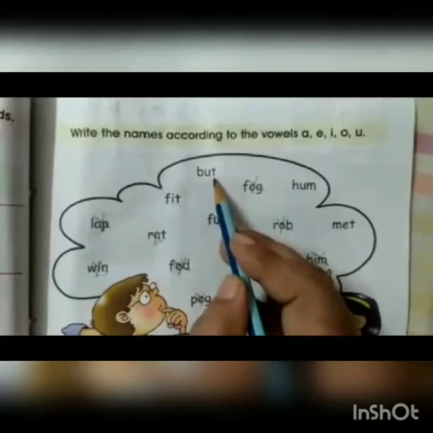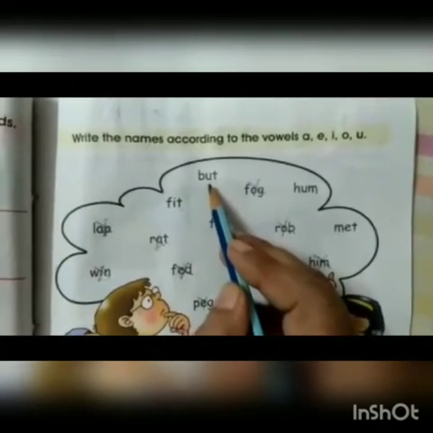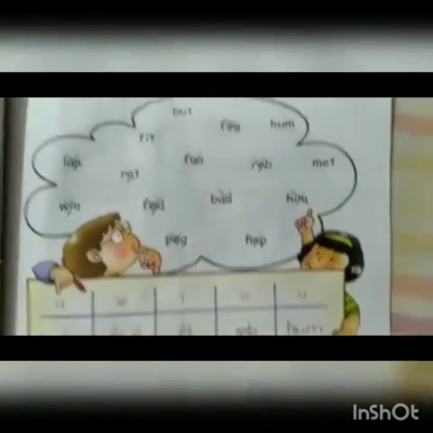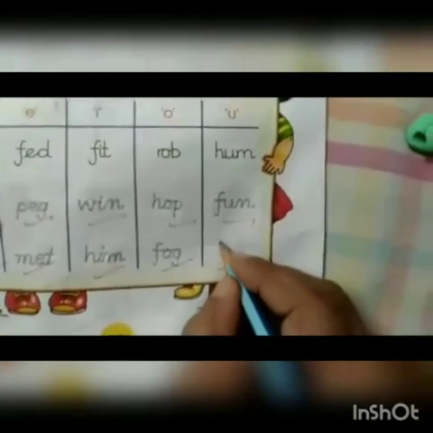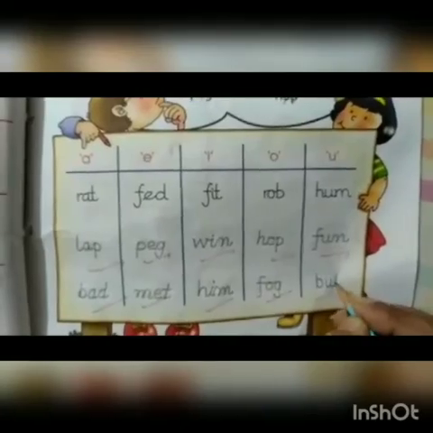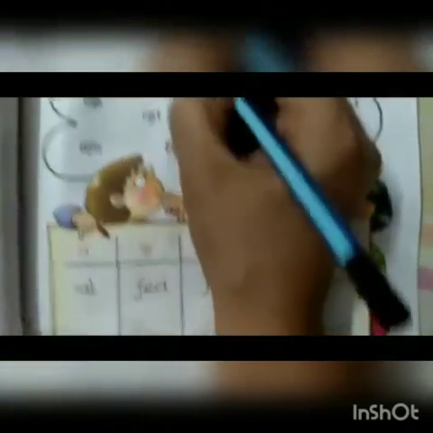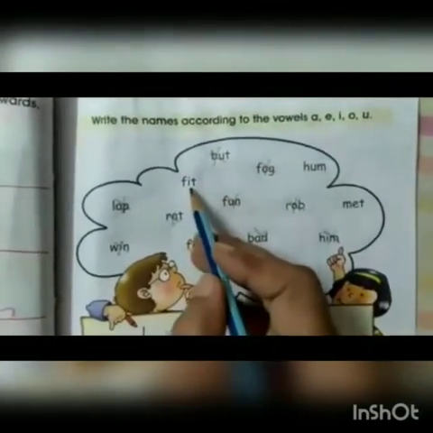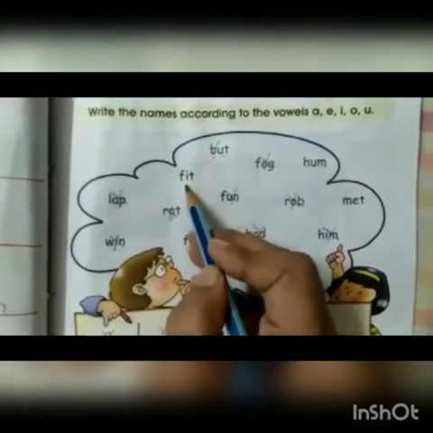Which vowel used in but? U vowel. Now we will write this name in U vowel column. But. B U T. But. Come to the next. Read this name.